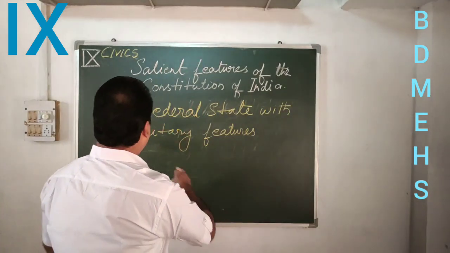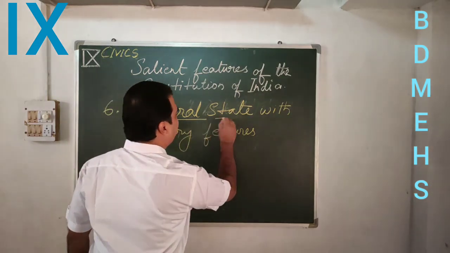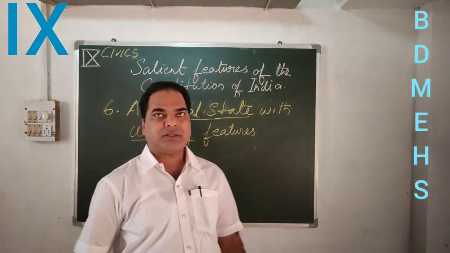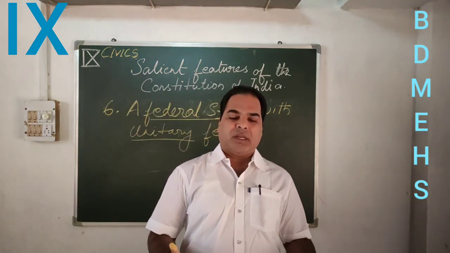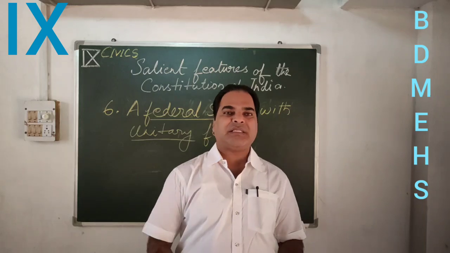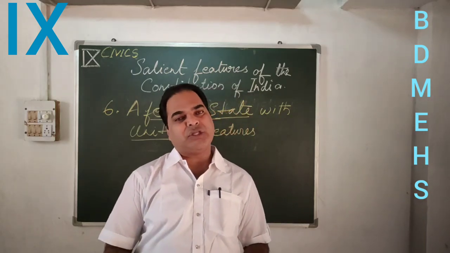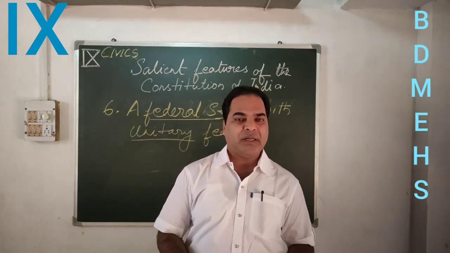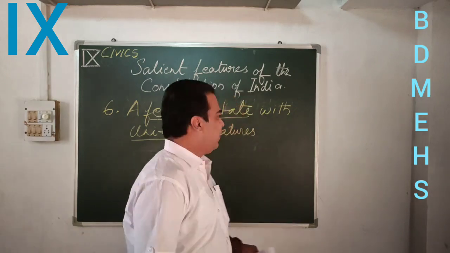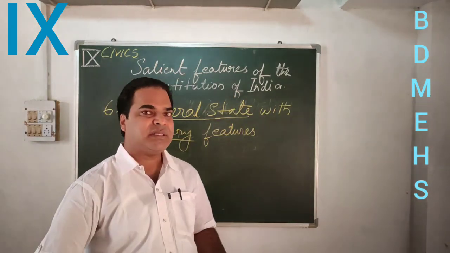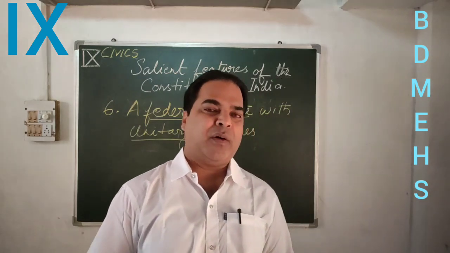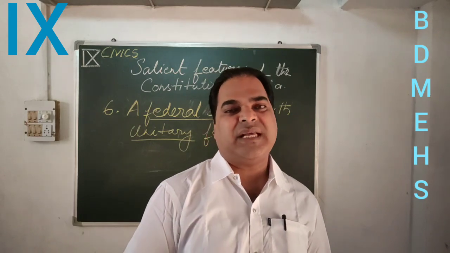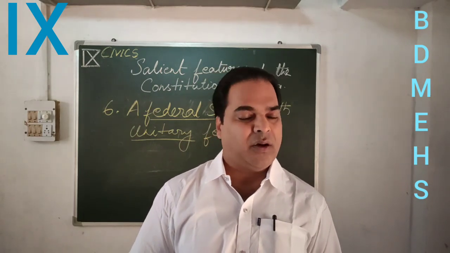Okay, so the 6th point we have is the federal state. Let me explain what is meant by federal and unitary. Unitary means when the country is completely controlled by one single central government, that type of government is known as unitary state or unitary form of government. One central government. Whereas in a federation or a federal state, there are two forms of government. That means one central government is also there, and a number of state governments are there. So that is known as federal or the federation.